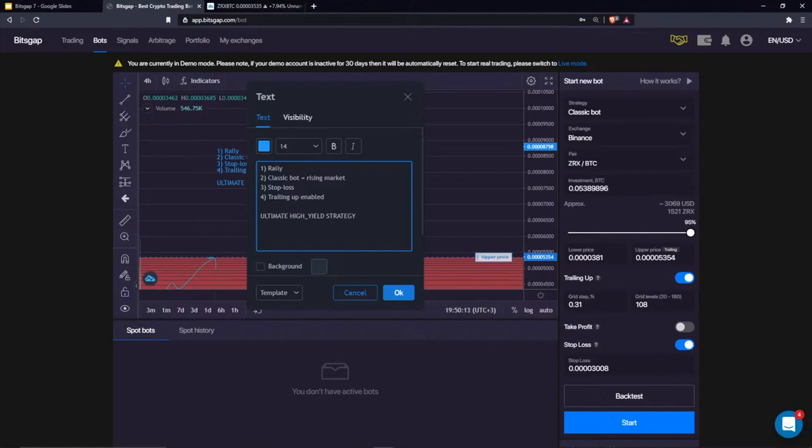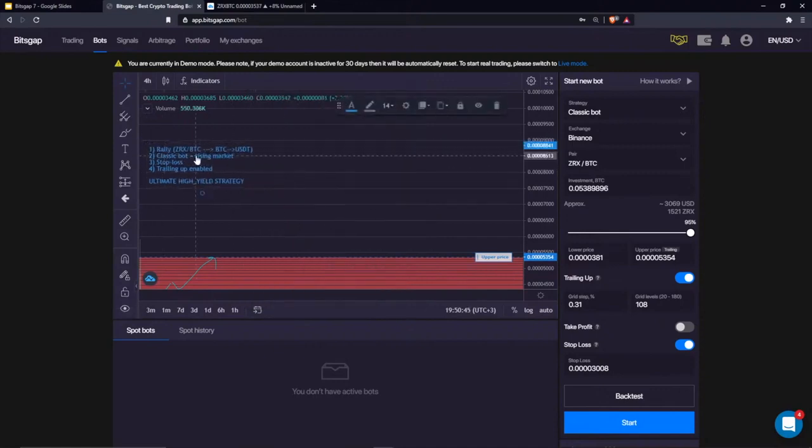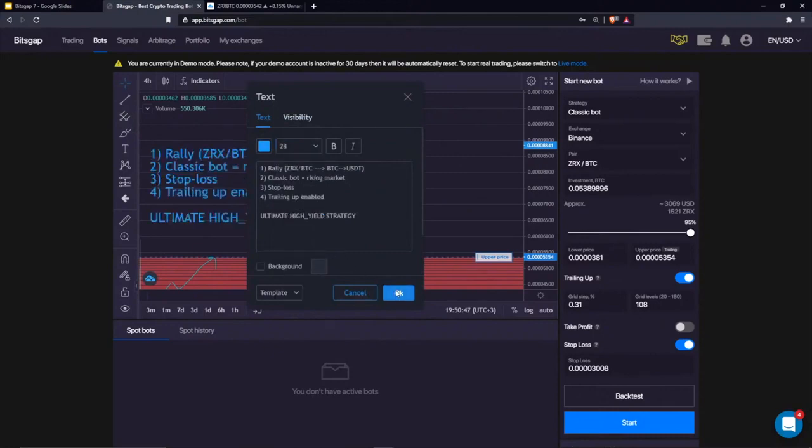And by the way, in order to have this high yield, you need to expect the rally on coins like 0x, for example, to Bitcoin. So where you also think that the value of Bitcoin will appreciate in USDT at the same time. That's what you need to figure out, the cross check. Ultimate high yield strategy in that case. Let's leave it here, and let's make it maybe 28.